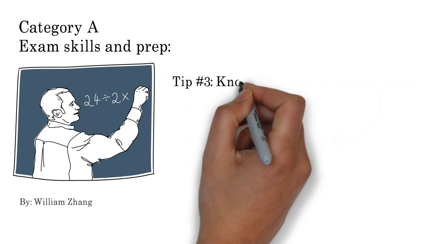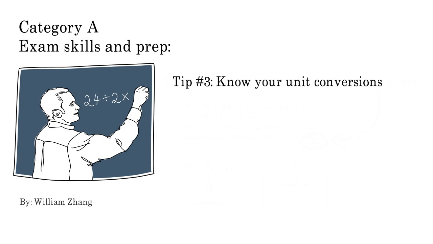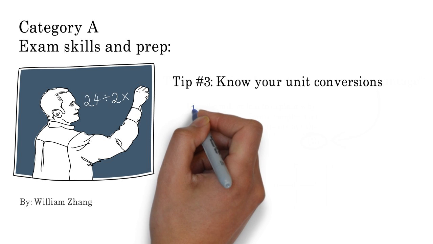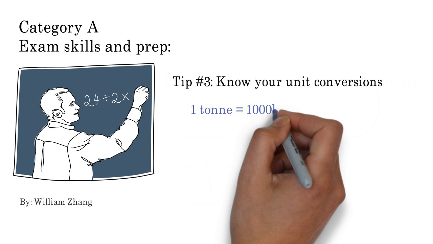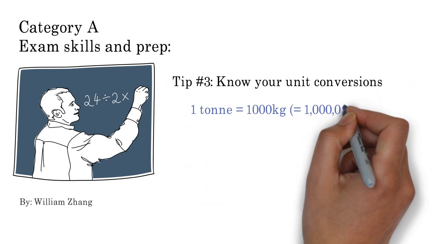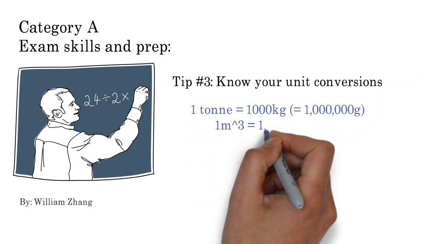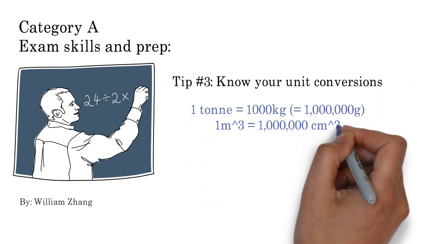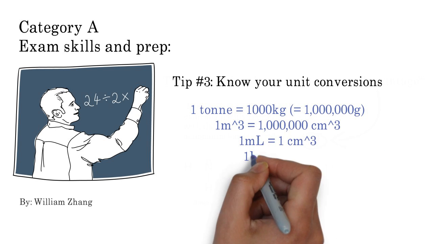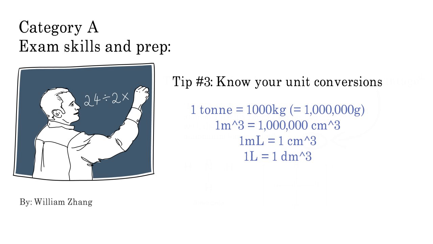Tip number 3. Know your conversions. Know your unit conversions. So throughout the course, there's going to be many conversions that you're going to see on tests, some of them being 1 ton equals 1,000 kilograms, which equals 1 million grams. 1 cubic meter equals 1 million cubic centimeters. 1 milliliter equals 1 cubic centimeter, and 1 liter equals 1 cubic decimeter.